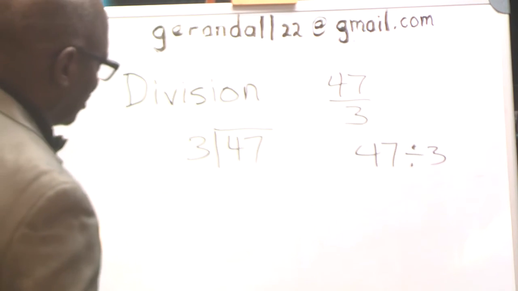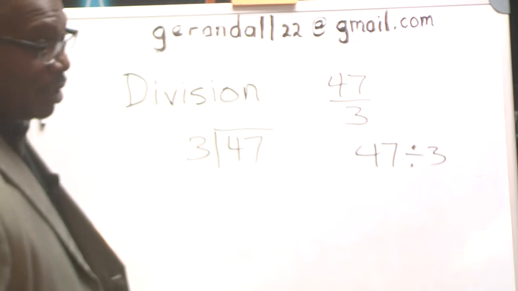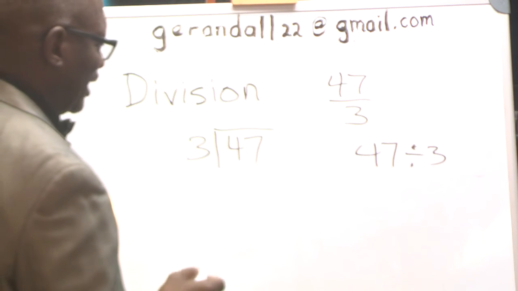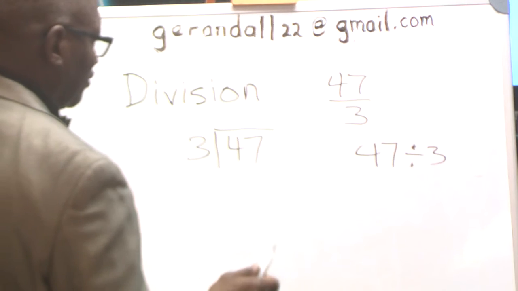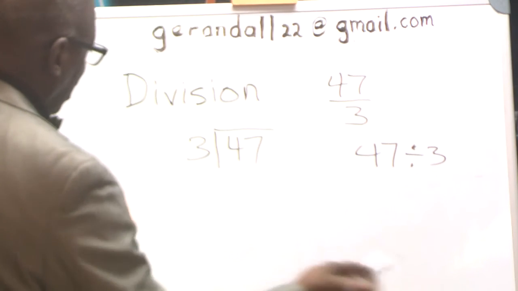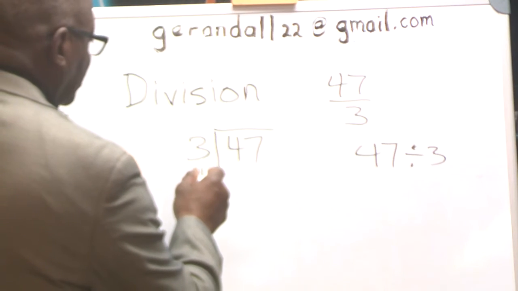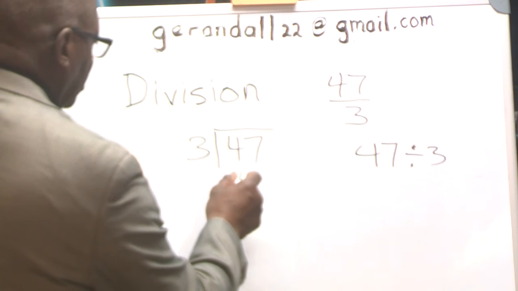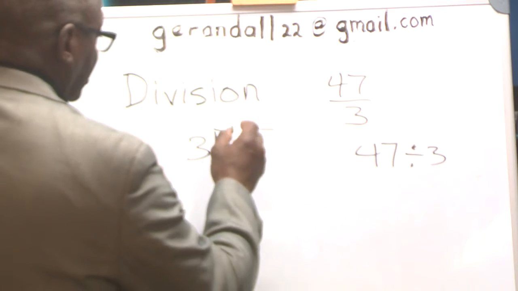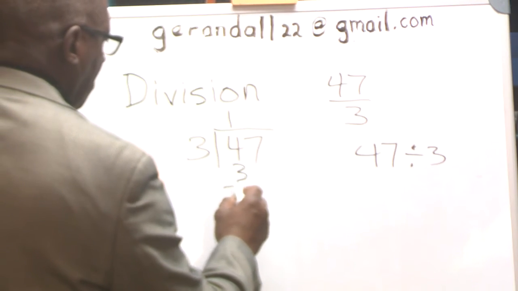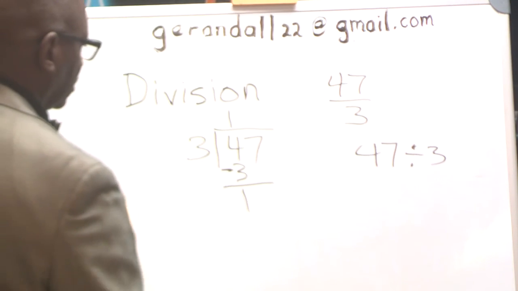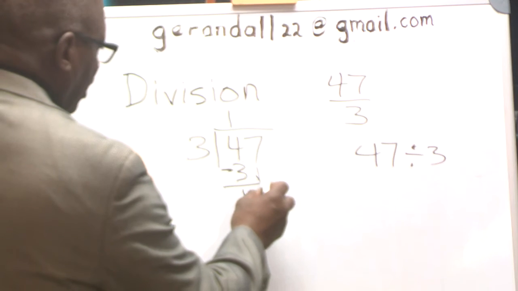But first we'll do the problem. Because, again, we talk about our basic facts. But this one's going to exceed our basic facts that we learn, our times tables 1 through 12. Okay? So, division. We look at this number, we look at that number. Can we get a 3 out of 4? Yes, 1. And we subtract, and we get 1. Then we bring down our 7.